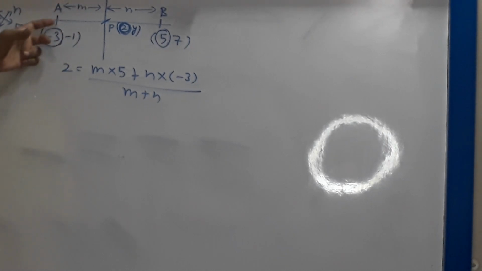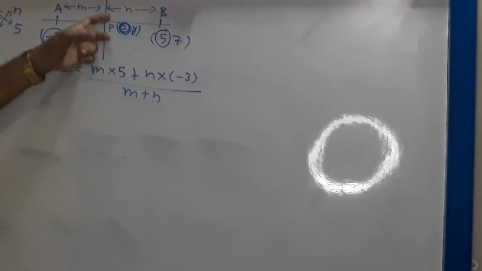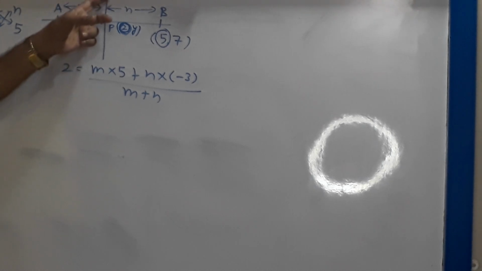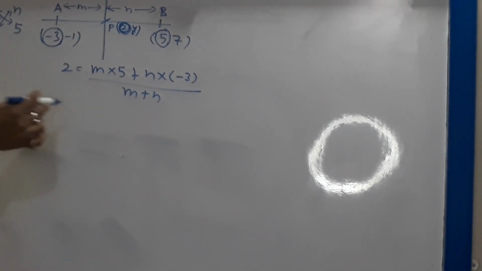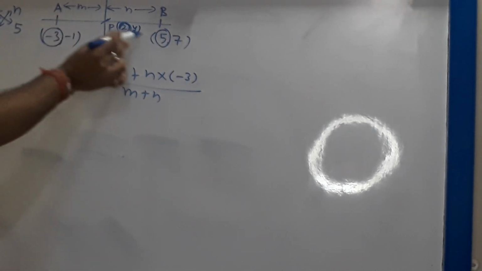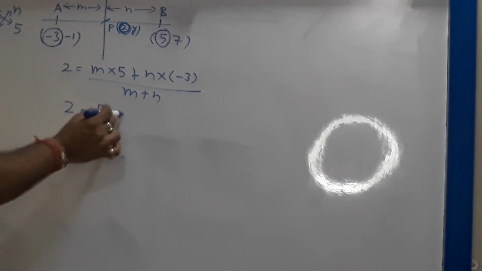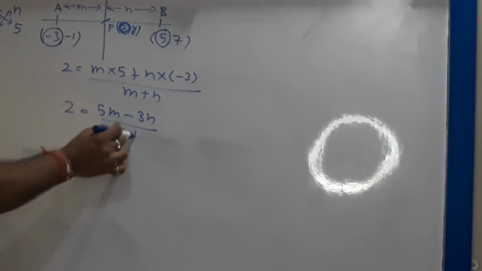When the line AB is divided by x equals 2, the line AB and x equals 2 intersect at point P. What will be the coordinate of P? The point P is on the line x equals 2. So the x value will be 2, the y value will be y. So 2 is equal to (5M plus (minus 3N)) upon M plus N.